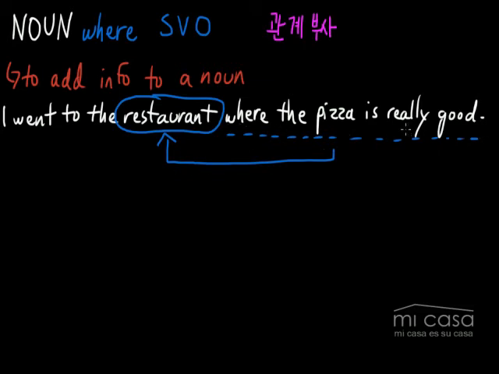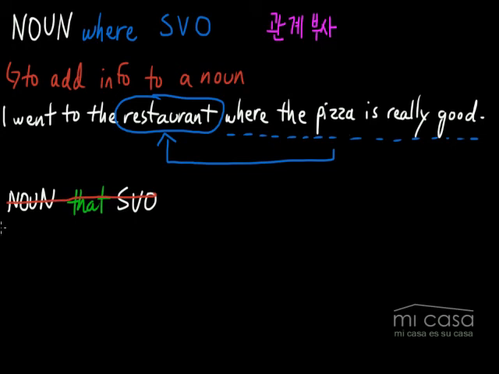Something that I know a lot of Korean people do when they're trying to say something like this is that instead of using where, they will put that. Just keep in mind, you can't say a noun, that, and then a full sentence. Actually, it is possible, but it's only for certain exceptions. In general, this is wrong.